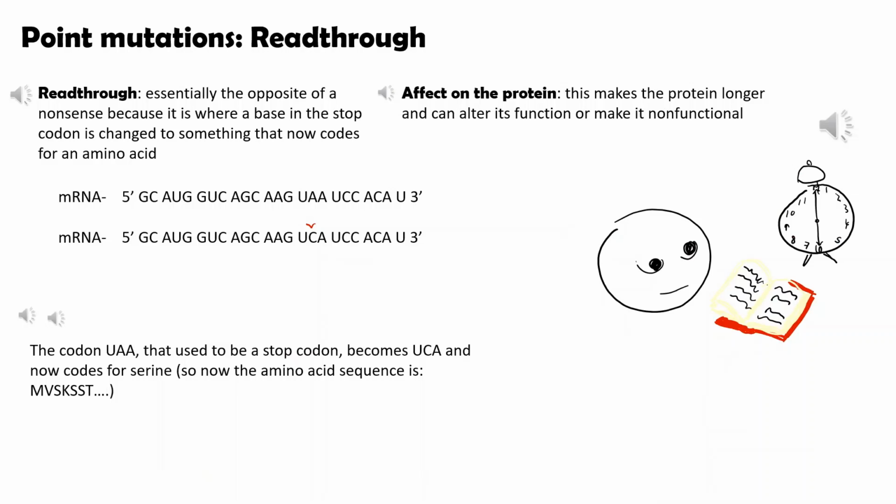A read-through is essentially the opposite of a nonsense mutation, because it is where a base in a stop codon is changed to something that now codes for an amino acid. This makes the protein much longer and can alter the function or make it non-functional. So here, the codon UAA, which used to be a stop codon, becomes UCA, which now codes for serine. This would be a transversion, because it is going from an A to a C, so a purine to a pyrimidine.